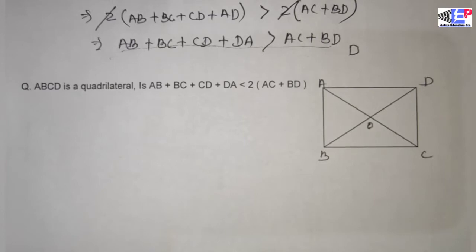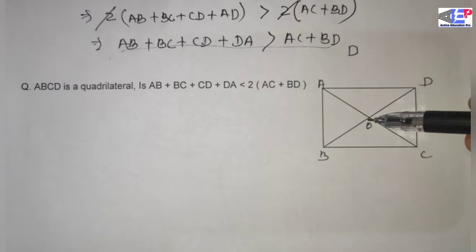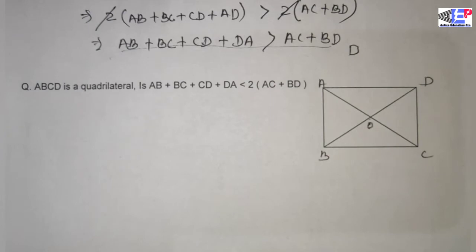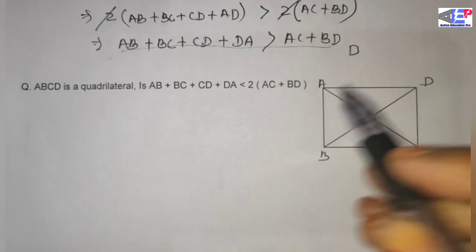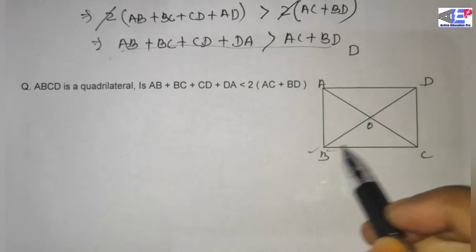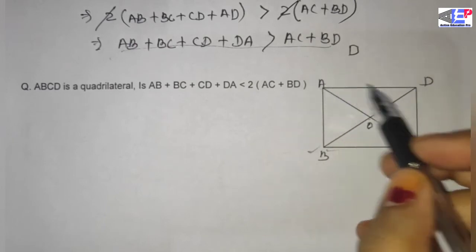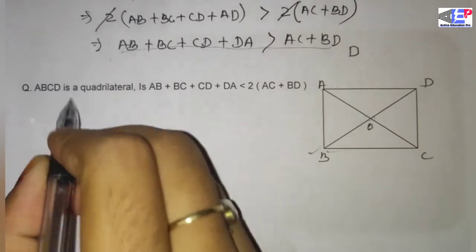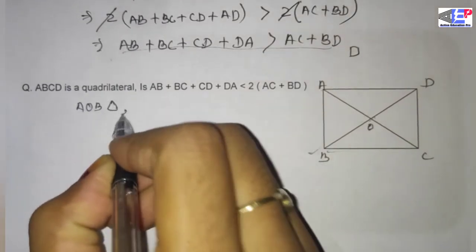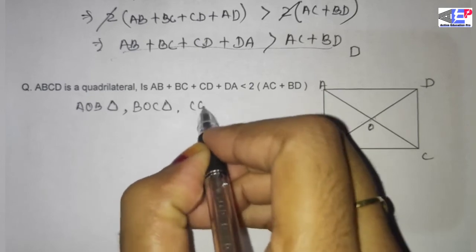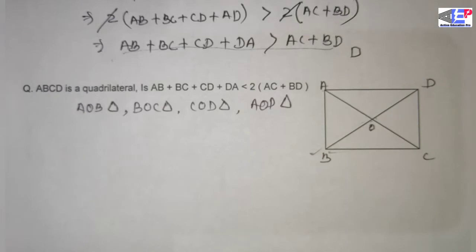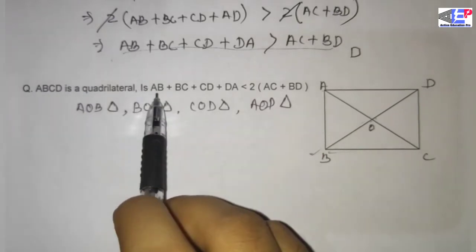Now this intersection point O makes 4 quarters. It divides this ABCD quadrilateral into 4 triangles: AOB, BOC, COD and AOD, otherwise DOA. So first write all the 4 triangles made by these two diagonals and their intersection point. The first one is triangle AOB, then triangle BOC, triangle COD, and the last one is triangle AOD. From these 4 triangles, we have to prove this equation.